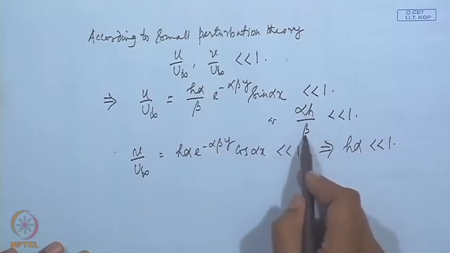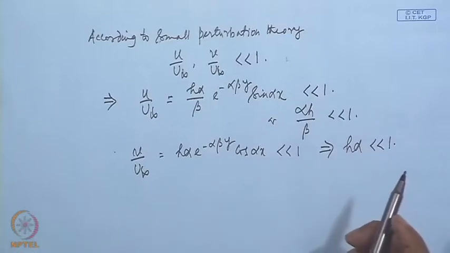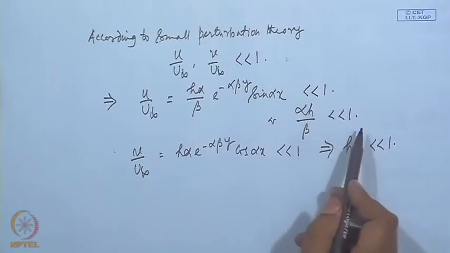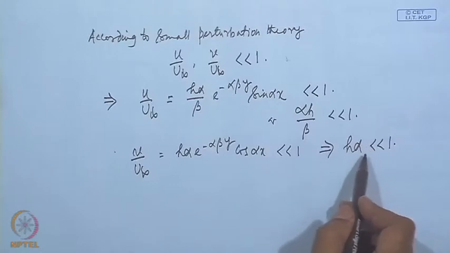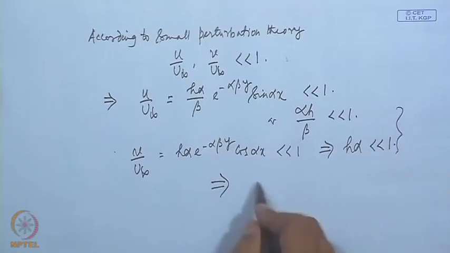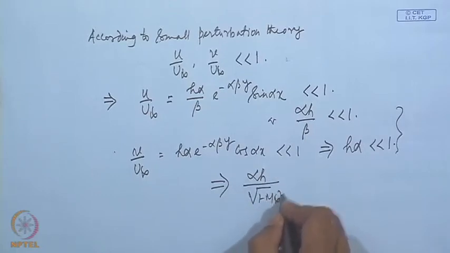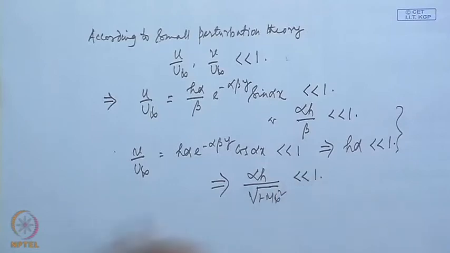Of course, if h alpha by beta is much less than 1, then h alpha will be much less than 1. So, together they imply that alpha h by beta, which is alpha h by root over 1 minus M infinity square, is much less than 1. So, if this is satisfied, only then the solution is applicable.